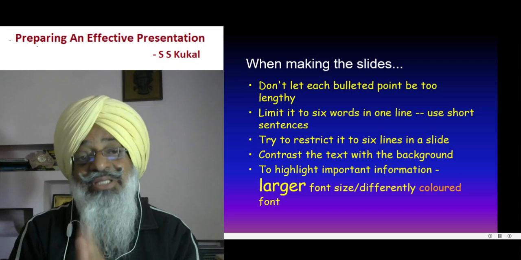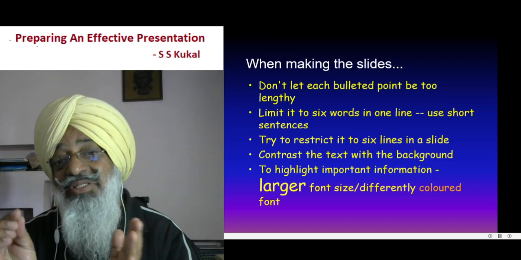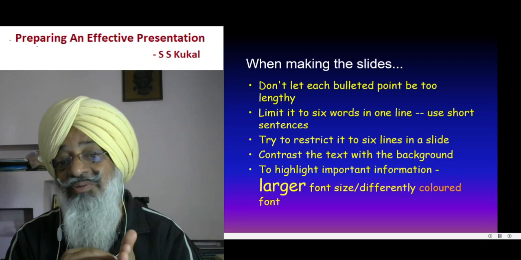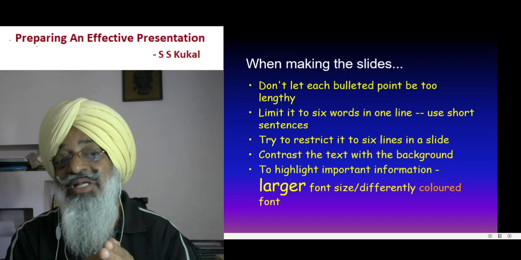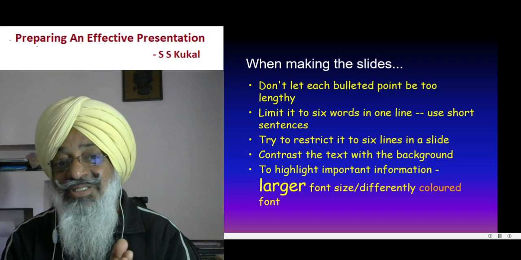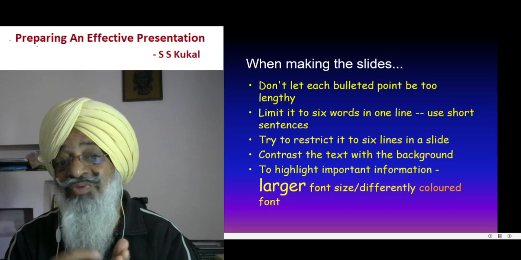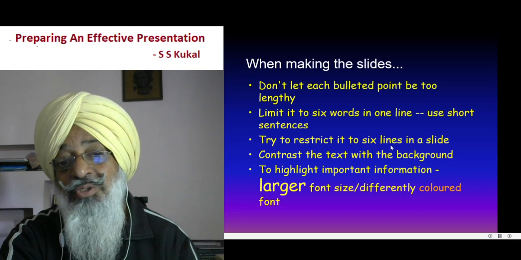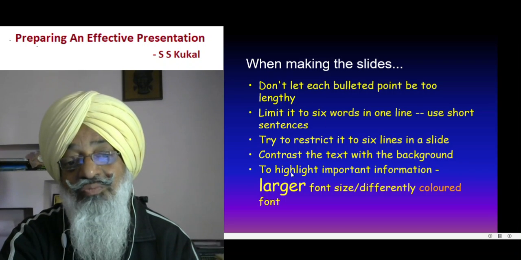Then while making the slides, bulleted points should not be too lengthy, as I said. Minimum number, first of phrases, and secondly minimum number of words. It's not that your bullet point may go up to 3 lines, 4 lines, then it becomes a paragraph. So short sentences, short phrases I should say, and not more than 6 words in one line or in one bullet. In one slide there should not be more than 6 lines. For example, here we have 1, 2, 3, 4, 5, 6.